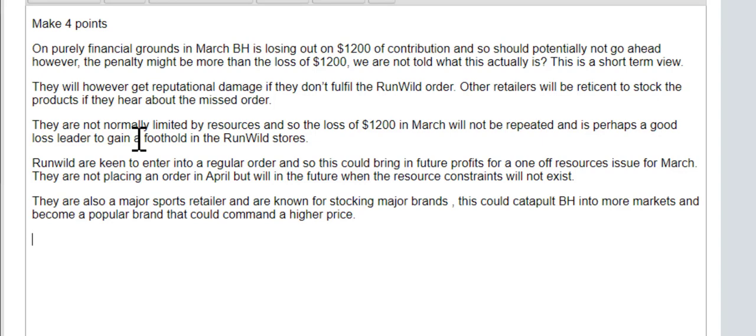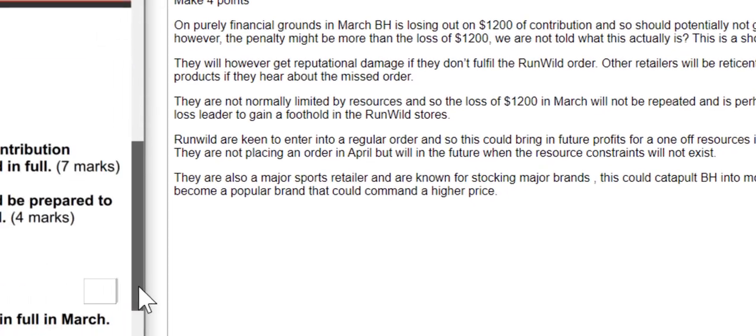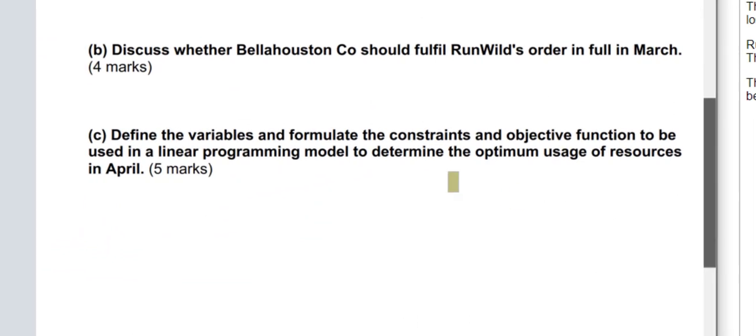Right then, finally, we're going to go on to the final section. And the final section, remember, was define the variables, 1, formulate the constraints, 2, and 3, the objective function used in linear programming to determine the optimum usage of resources in April.